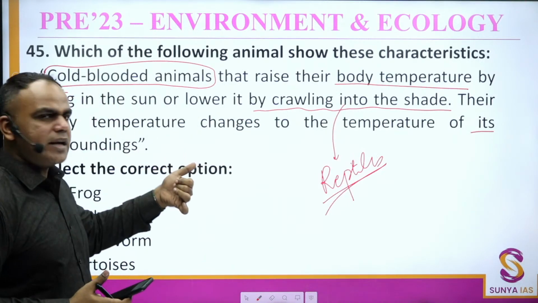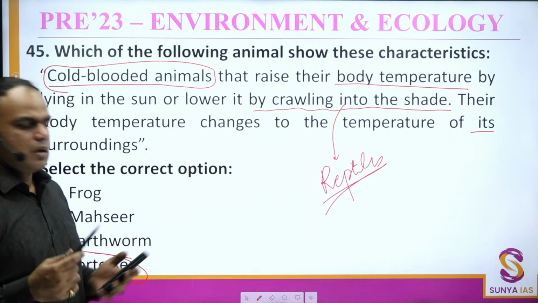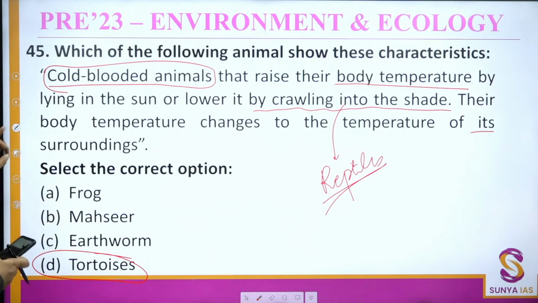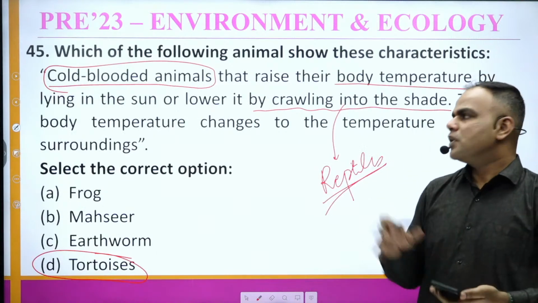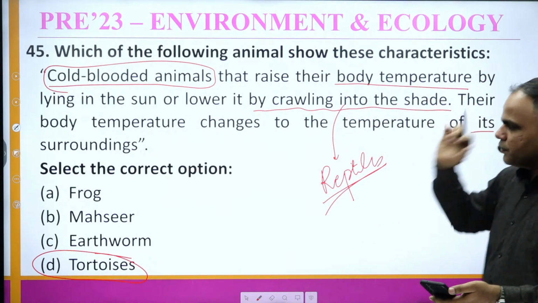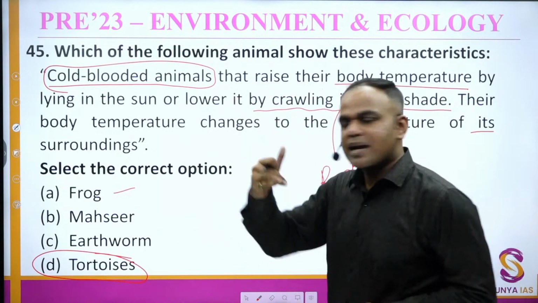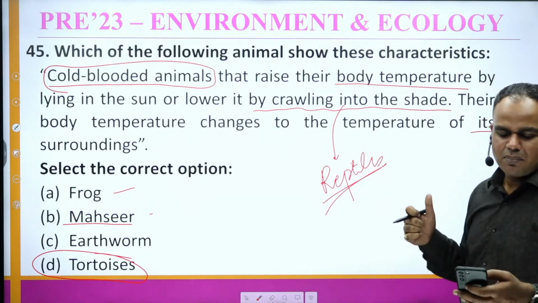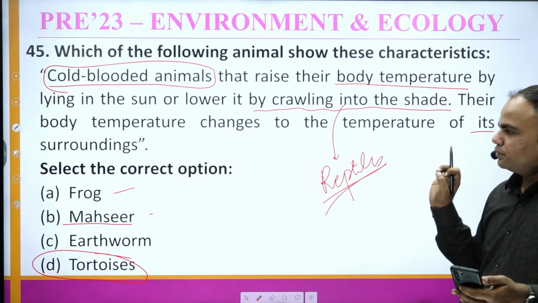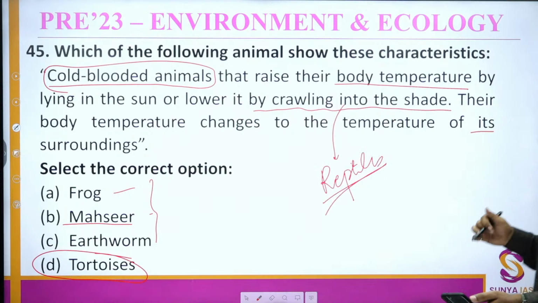Examples of reptiles can be these crocodiles. Okay, and it can also be these turtles and tortoises, right? So this statement basically talks about cold-blooded animals which can raise their body temperature, which go out in the sun. So you would have seen a lot of crocodiles, turtles and tortoises going out in the sun and crawling around, right? Now that is one. Frog, what is frog? Frog is an amphibian. Okay, they breathe through the skin. Second, mahseer. Mahseer is a fish. This particular thing was already asked by UPSC this year in the exam, right? And then you have earthworms, right? So these three are not correct. The answer here is D for question number 45. All right, tortoise.